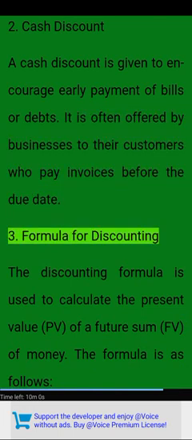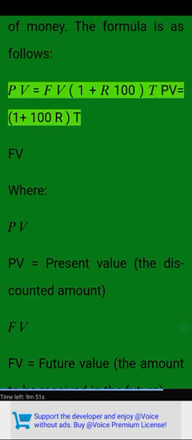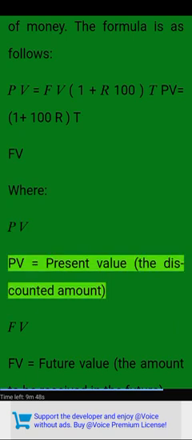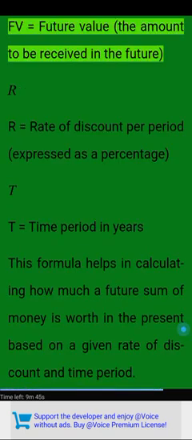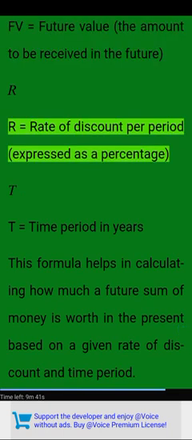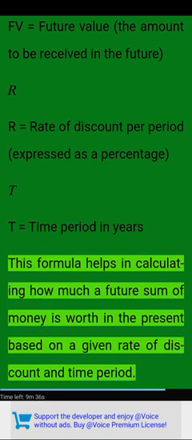3. Formula for discounting. The discounting formula is used to calculate the present value, PV, of a future sum of money, FV. The formula is as follows. PV equals FV divided by (1 plus R/100) to the power T, that is, PV = FV / (1 + R/100)^T. Where PV equals present value, the discounted amount. FV equals future value, the amount to be received in the future. R equals rate of discount per period expressed as a percentage. T equals time period in years. This formula helps in calculating how much a future sum of money is worth in the present based on a given rate of discount and time period.